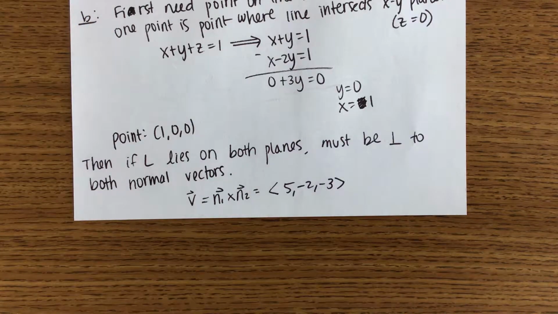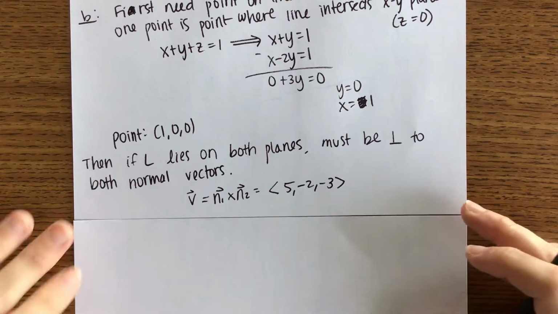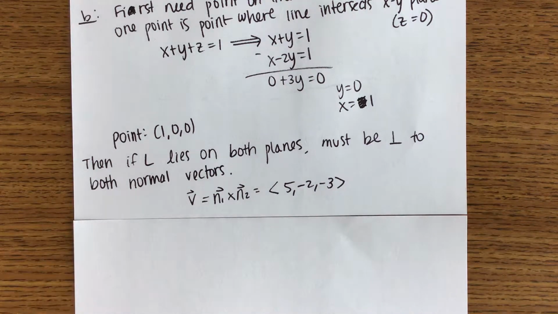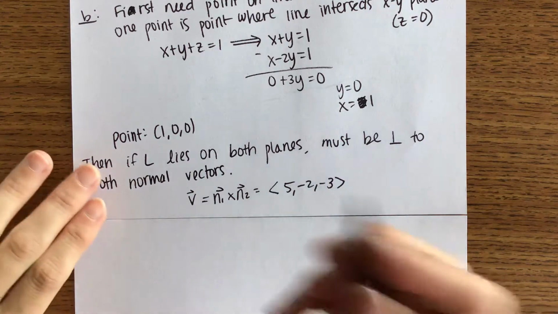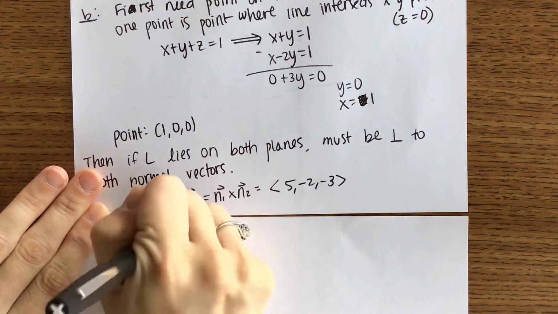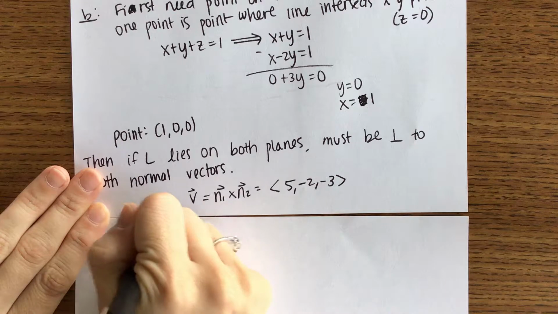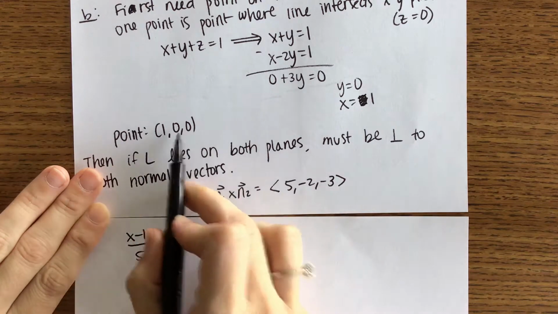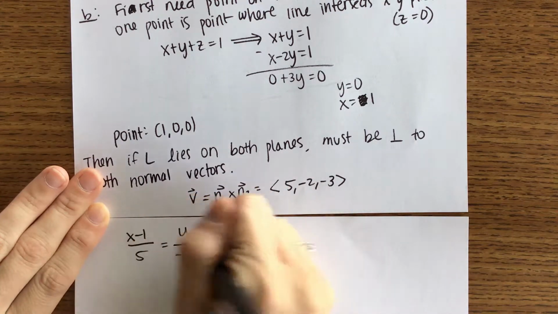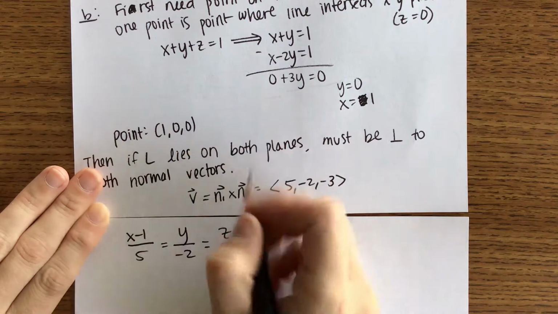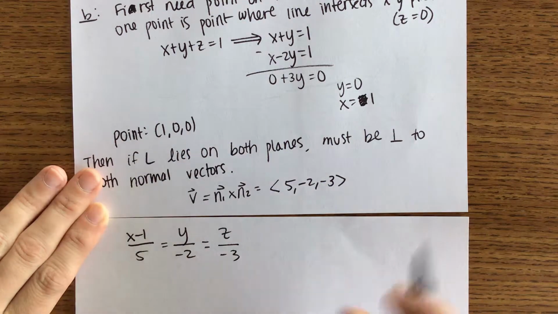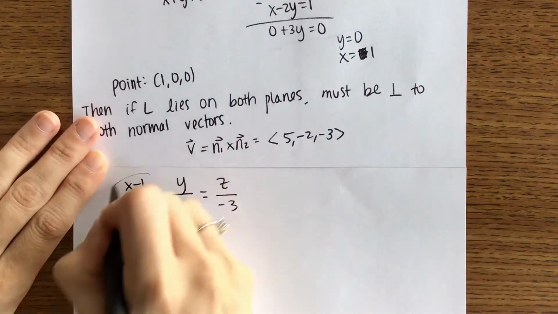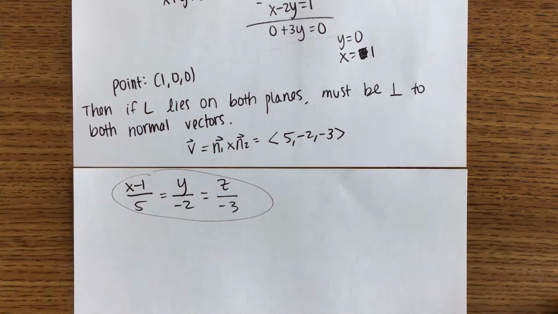So finally, we have a point. We have our vector. So now we need to write the equation of the line. Remember that you were asked to write symmetric equations. So we're going to have (x - 1)/5 = (y - 0)/(-2) = (z - 0)/(-3). So that is the symmetric equations for the line of intersection of those two planes.